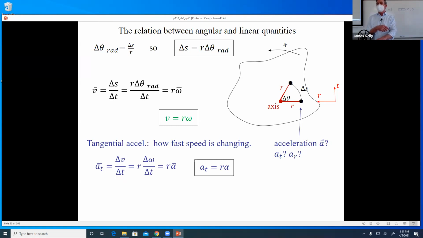So we're not talking about constant rotational rate. We're talking about something that's going slower and then faster and faster and faster. And this is telling us if we want to know how fast a point on the rim is speeding up, we can take the angular acceleration and multiply it by the radial distance of that point we're interested in from the center.